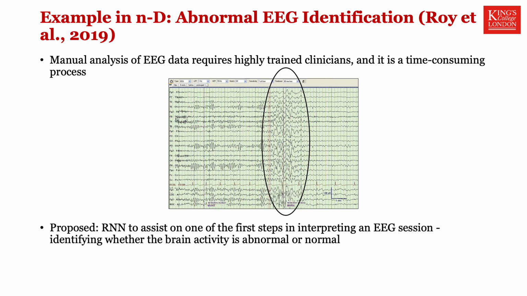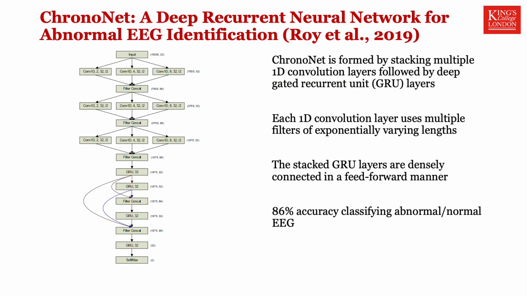of the use of this kind of technology, and it has been proposed in this paper by Roy et al. that you see above. More specifically, this paper uses a series of convolutional neural networks, one-dimensional convolutional neural networks, to be able to feed the features into GRU layers. And these features are then combined into another GRU, into another GRU, into another GRU, until you basically get a good model of what the EEG signal looks like. So these 1D convolutional layers, these conv1Ds that you see here, use multiple filters of exponentially varying lengths. So this is what you're seeing here.